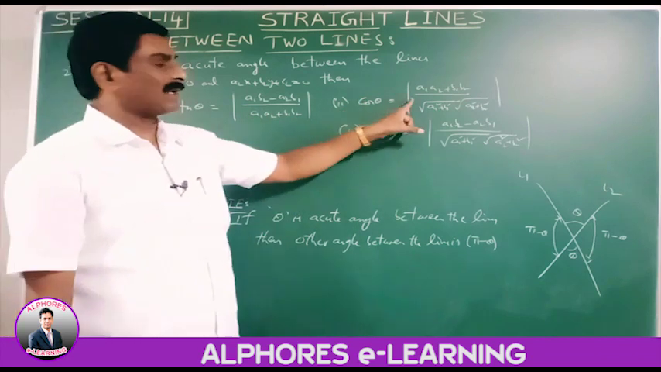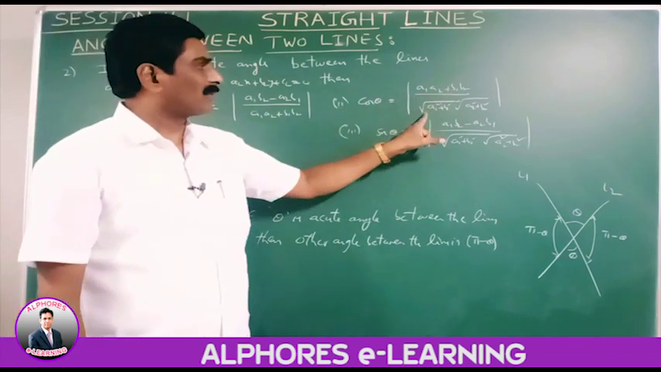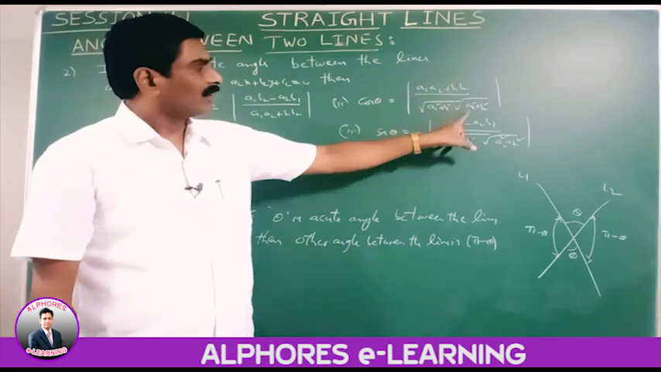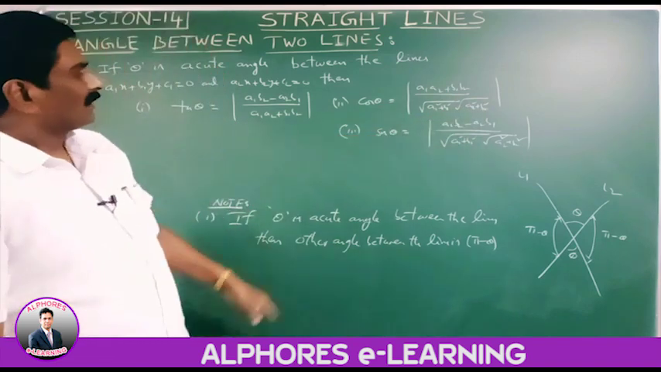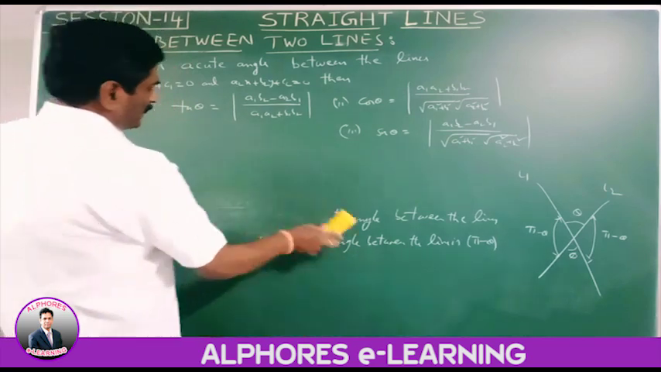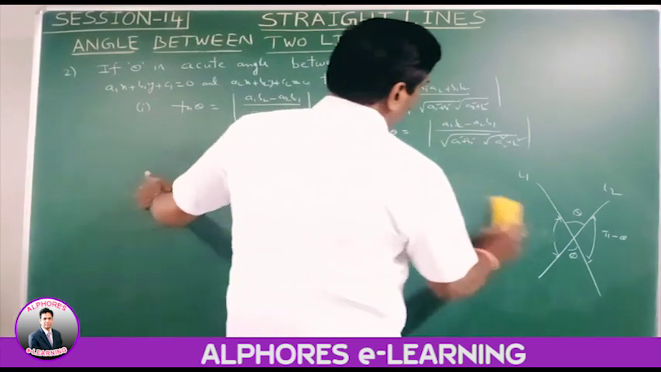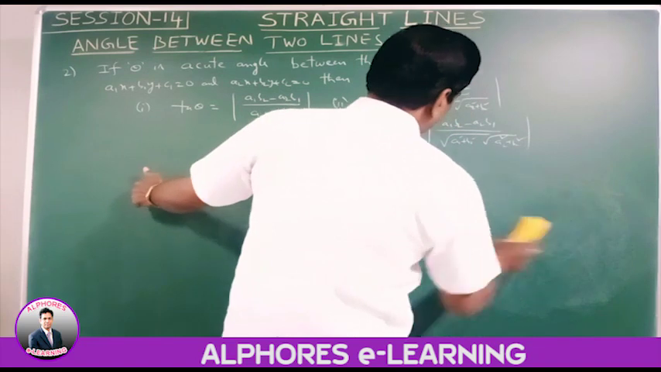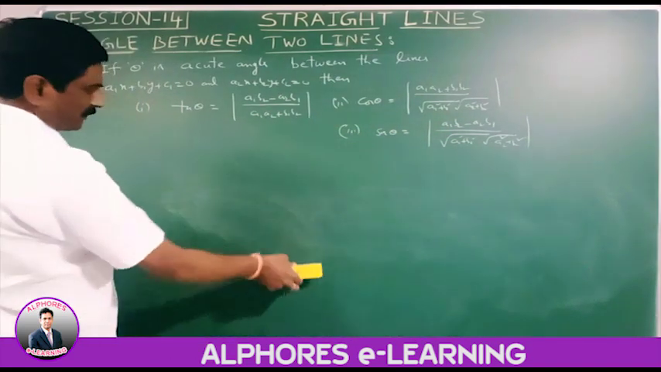Next, cos theta is equal to a1 a2 plus b1 b2 by root over a1 square plus b1 square into root over a2 square plus b2 square. Third one, sin theta is equal to mod of a1 b2 minus a2 b1 by root over a1 square plus b1 square into root over a2 square plus b2 square.